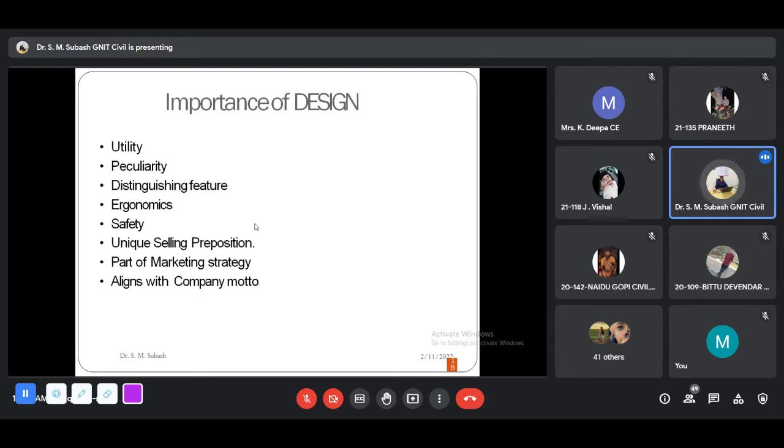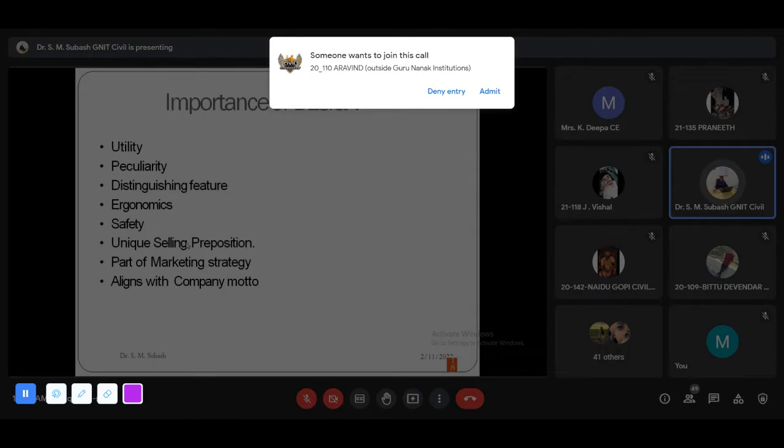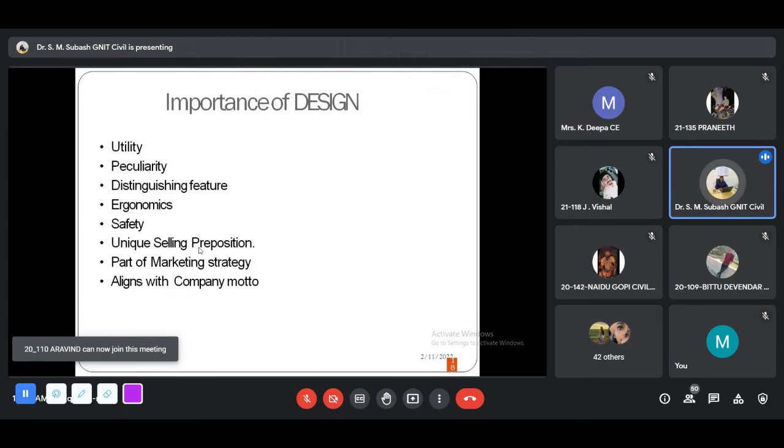Then safety of that. Safety is a crucial thing. You have to get your rights from OSHA, the Occupational Safety and Health Act. They have certain conditions, and from that you need to get your rights. Then the unique selling proposition: you are the unique person to sell that. Then marketing strategy, which is also another crucial thing.